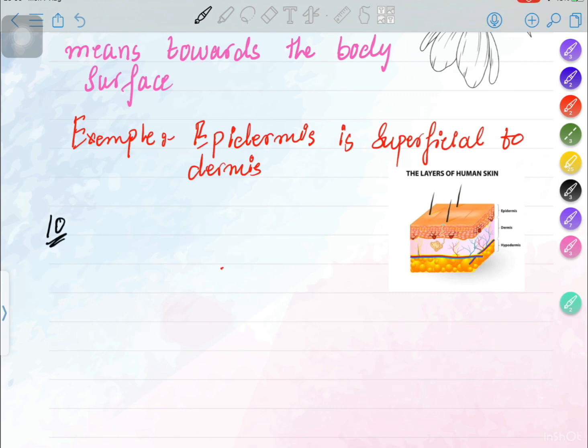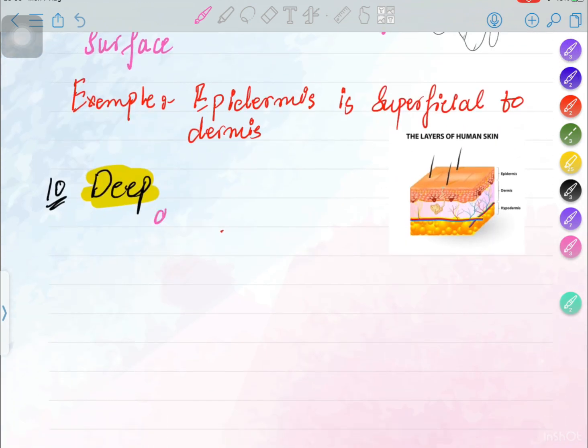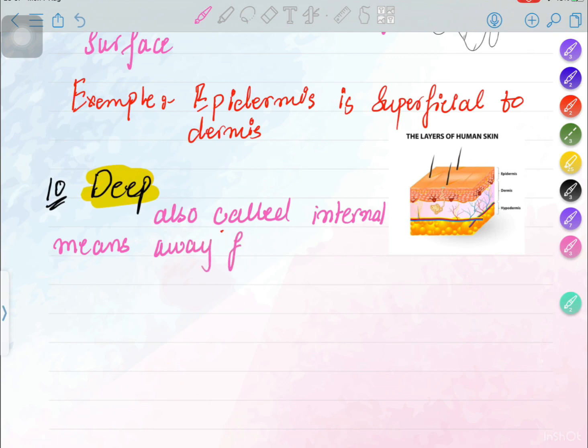So the 10th term we're going to talk about is deep. And you know what deep means, guys. This is the easiest one, I think, among all of them. Deep means internal or inside, correct? Away from the body surface. Can I say that? Give me a thumbs up if you can. Exactly. Deep, also called internal, means away from the body surface. Let me write it here.